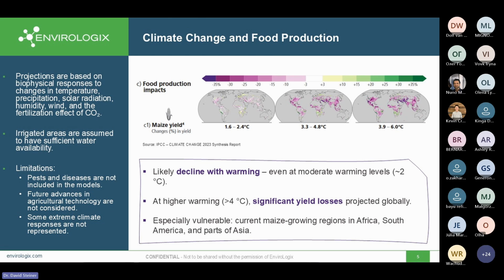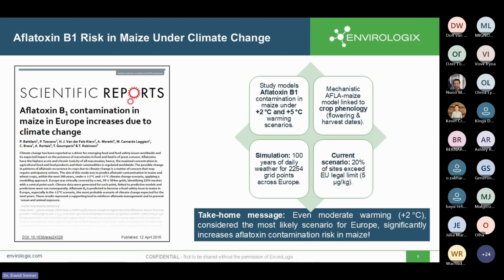The point is, when maize is stressed by heat, drought or other climate variabilities, it also becomes more vulnerable to fungal infections. And this is actually how the risk of mycotoxins enters this picture. And that basically brings us directly to the first toxin we need to talk about, namely aflatoxin B1. So even under moderate warming, aflatoxin B1 is becoming a serious problem in Europe.